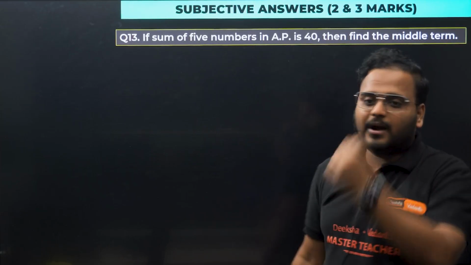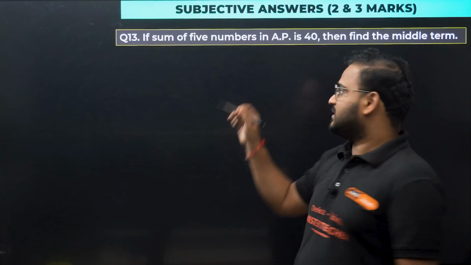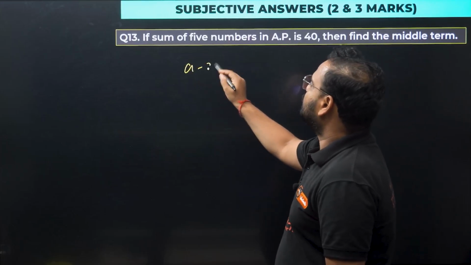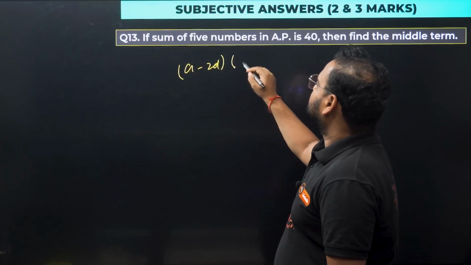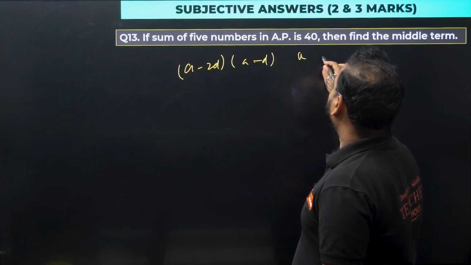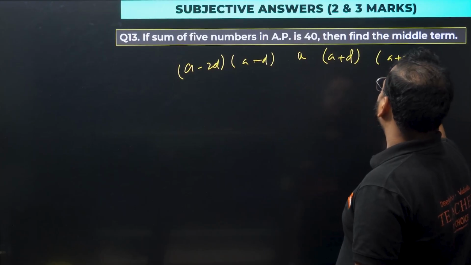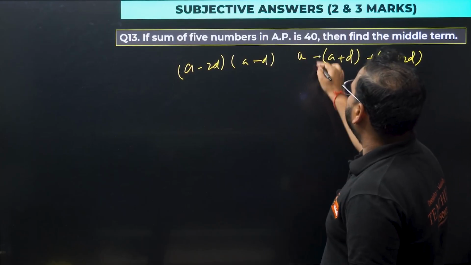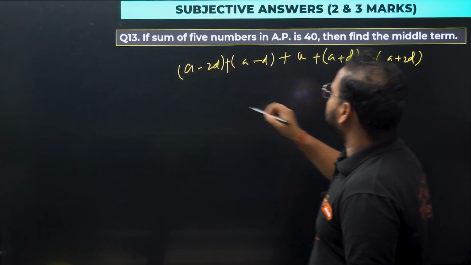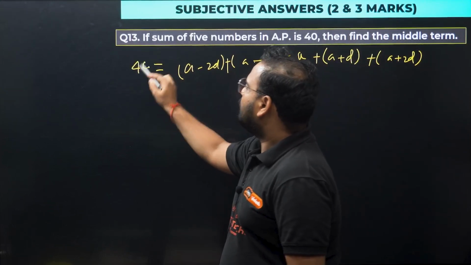Okay. Question number 13 now. If the sum of 5 numbers in AP, remember, is A minus 2D, A minus D, A, and A plus D, we also have A plus 2D. The sum of these is equal to what? 40. They're given this is equal to 40.